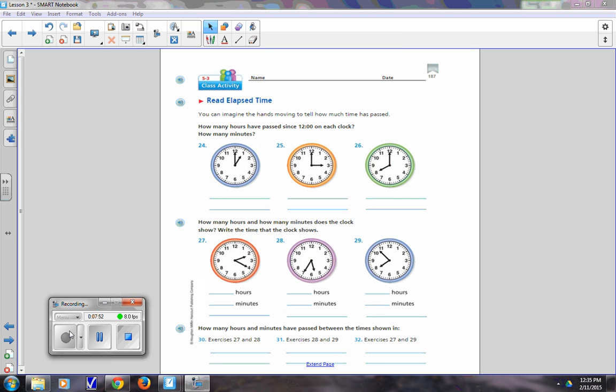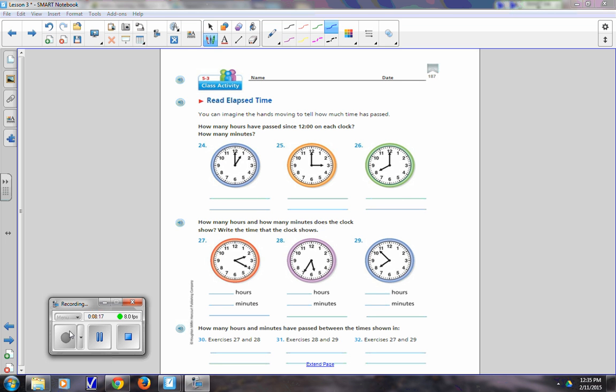So I'm skipping page 186 just for the moment because I want to keep going on the time trip. You need to imagine these clocks as the hands are moving. So if it says you can imagine the hands moving to tell how much time has passed, how many hours have passed since 12 o'clock?